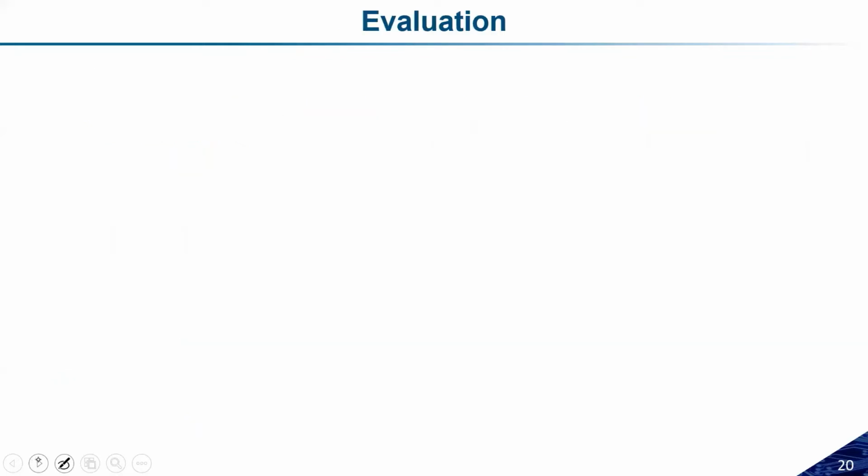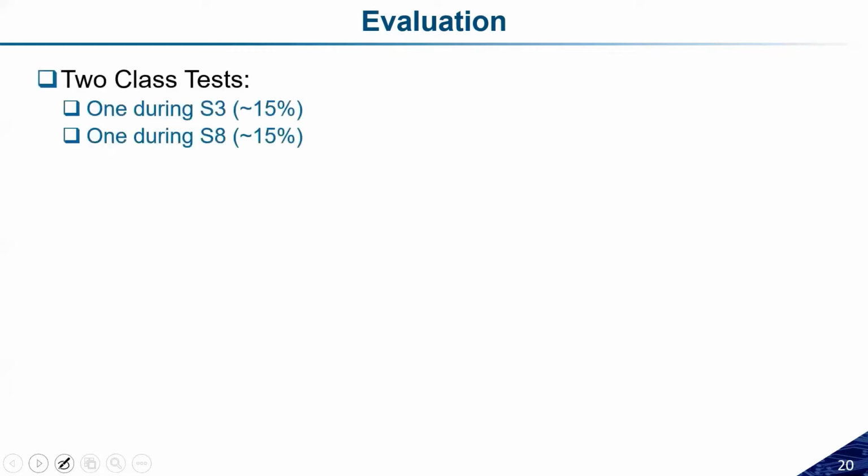Now, this is the important part of this lecture: evaluation. What are the different components of evaluation? This is really very important. You should understand how this course is going to be evaluated and what the different components are. Accordingly, you can plan your study, right?